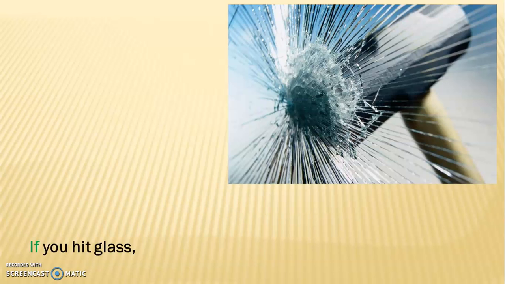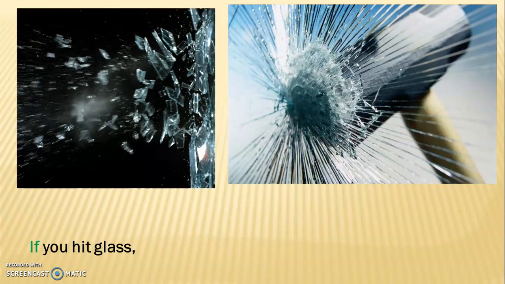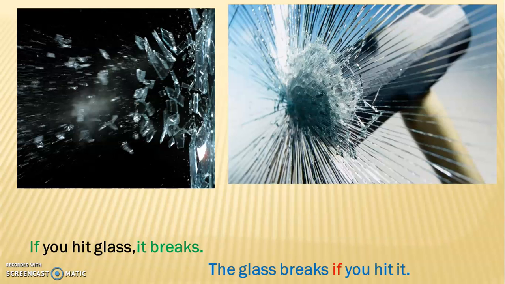Another example: if you hit glass, what happens? It breaks. So, if clause and main clause. The if clause, the condition; the main clause, the result. If you hit glass, it breaks. The glass breaks if you hit it. This is the other possibility to make the same sentence.